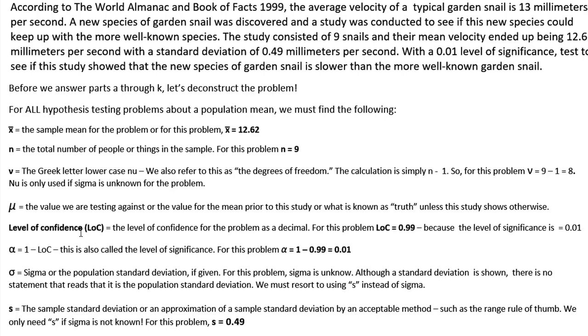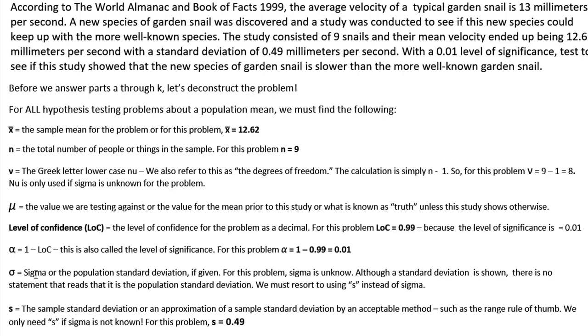Next, we want to know the level of confidence. We always express levels of confidence as a decimal when we put them in on the spreadsheet, although typically they're shown in a problem as a percent. In this problem, we are given a level of significance as 0.01, so my level of confidence would be 0.99. Alpha is 1 minus my level of confidence, and this is also called the level of significance, and that was given to us in the problem as 0.01.